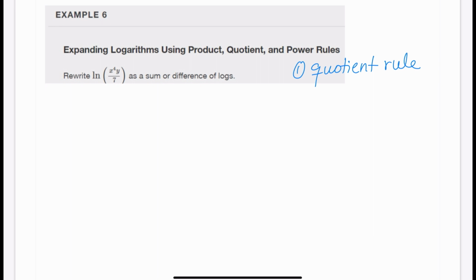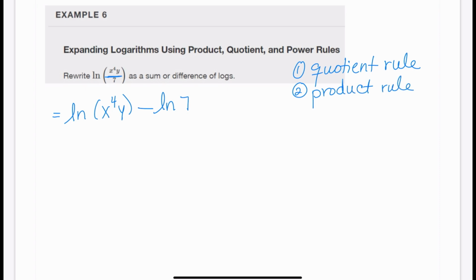So that means I'm going to rewrite this as the natural log of x to the 4th y minus, because here's my division, the natural log of 7. So that's the very first thing I want to take care of. The second thing I'm going to take care of is the product rule. So in this case, in the first part, I have the natural log of x to the 4th plus the natural log of y minus the natural log of 7.